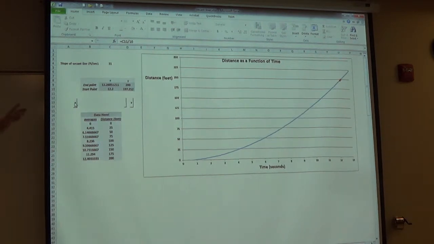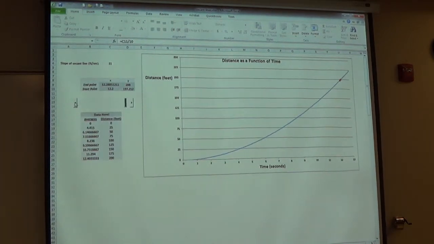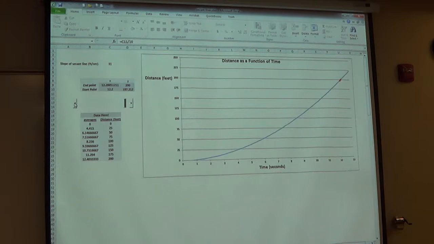So the question is, how fast was I going? Yeah, 31 feet per second. 31 feet per second is fine, but give that to me in something I can understand. Did anybody calculate it in miles per hour?